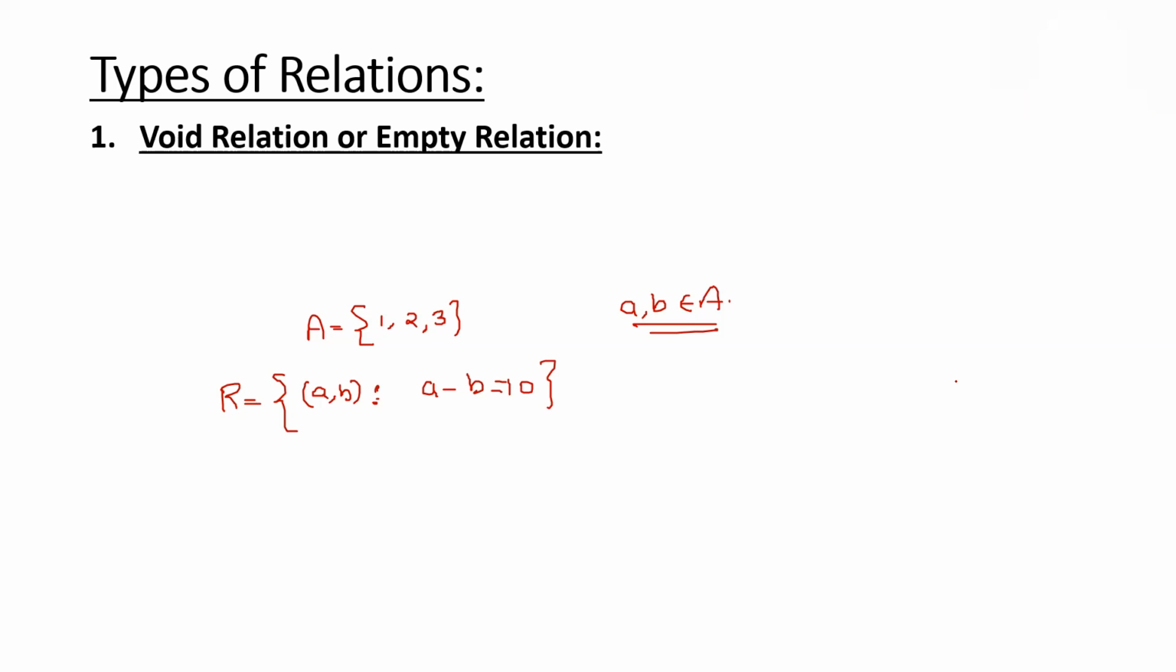So 15 minus 5? No, but we need to select the values from here, 1 to 3. Yes, sir, then it's not possible. It is not possible. Okay, Fahad. So we can't find any value in set A such that when we subtract them, we get 10. So what will you get for R? You will get nothing, a null set. Such a type of relation is called the empty or void relation, which can't be possible.